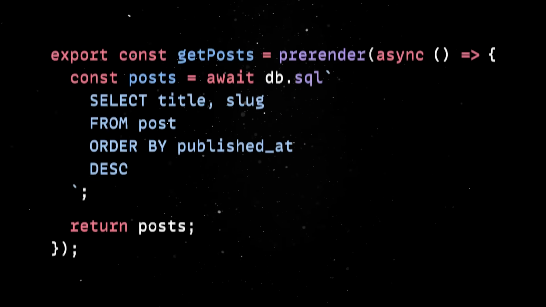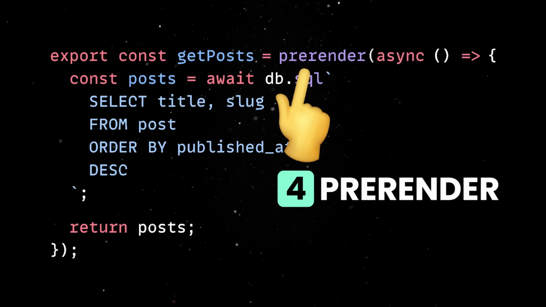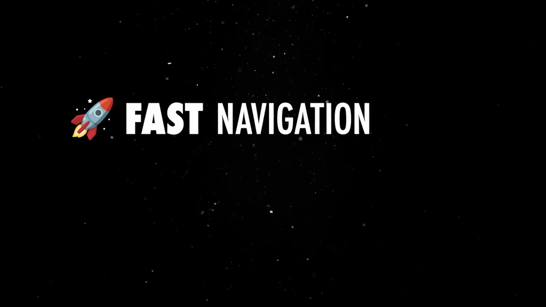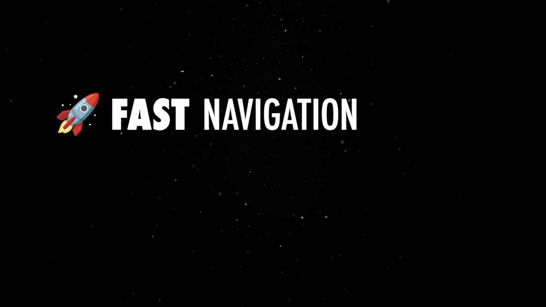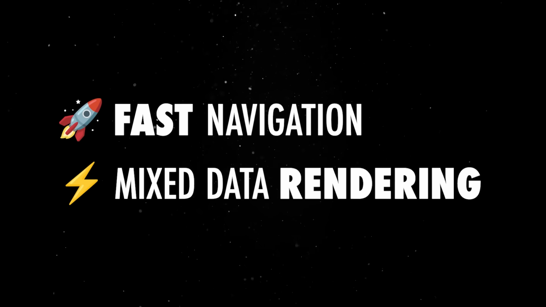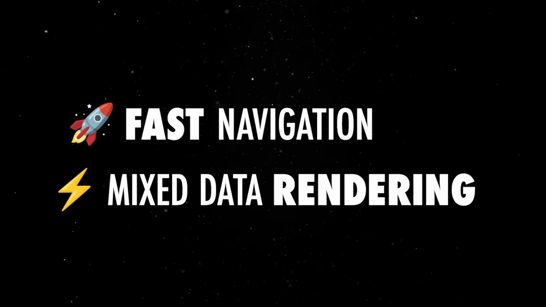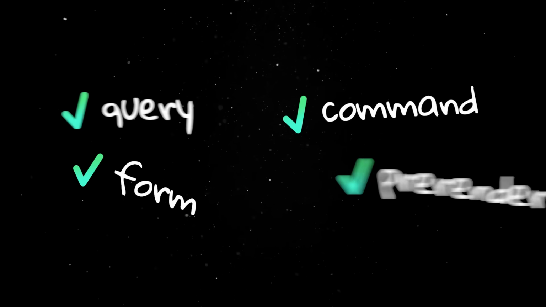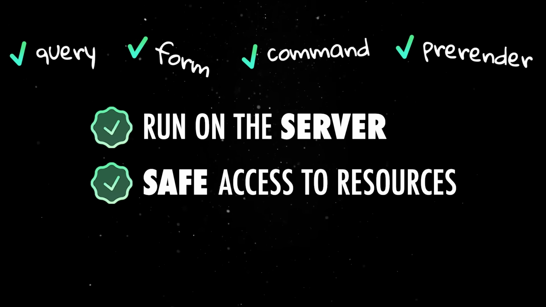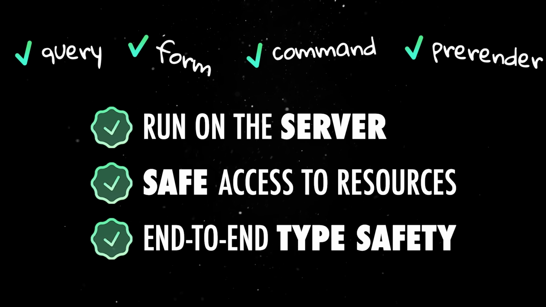Finally, we can use prerender for data that changes rarely enough to be generated at build time and served straight from a CDN. It makes navigation feel instant because the data is already there when the page loads, and you can still mix pre-rendered data with dynamic queries for the parts that need to stay fresh. All of these functions share the same advantages. They run only on the server, can safely access secure resources, and give you end-to-end type safety.